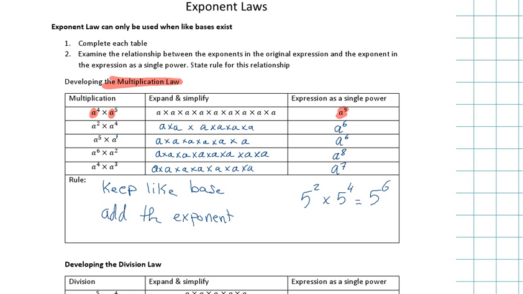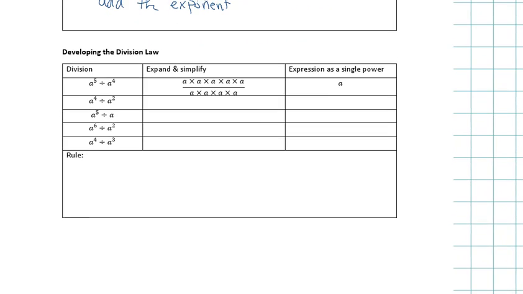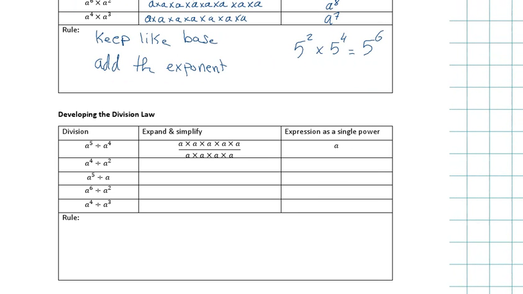Now, what happens when I'm dividing? If you look at the first one, I have a to the power of 5 divided by a to the power of 4. If I expand it, I have a times a times a times a times a divided by a times a times a times a. If I simplify, one from the top, one from the bottom, and so on, what I have left is a to the power of 1. That's the same as saying 5 take away 4, so the exponent of the top minus the exponent of the bottom.